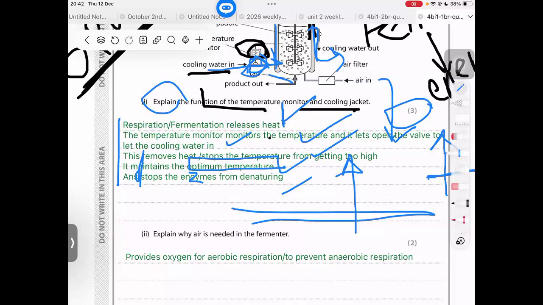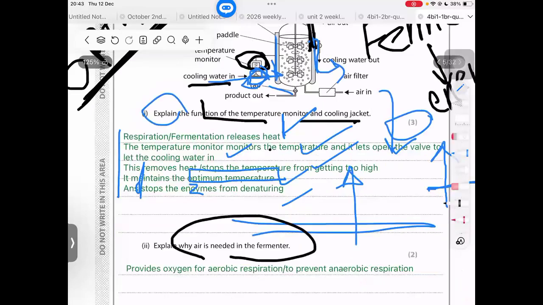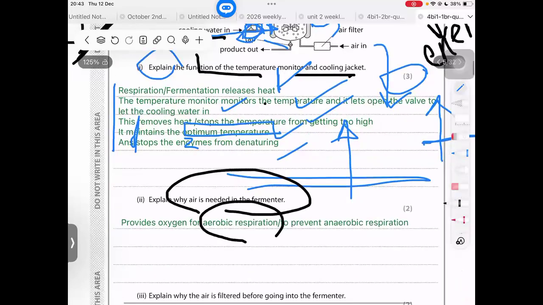Right. Now, in the second one, they have asked, explain why air is needed in the fermenter. In this fermenter, they require air. The reason is because they need oxygen to carry out aerobic respiration. Your first point should be providing oxygen, because air consists of nitrogen, oxygen, a lot of things. So you must mention to provide oxygen. For that only you get 1 mark. And why do you need oxygen?